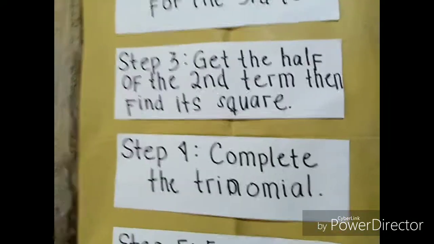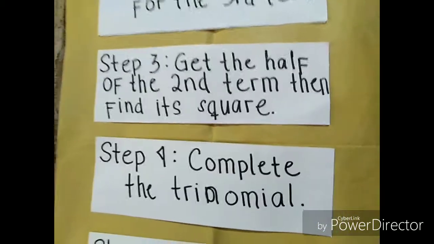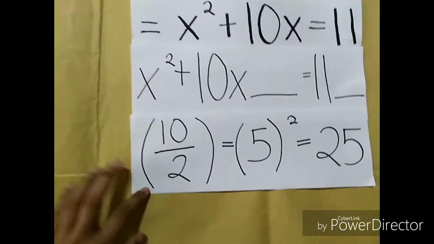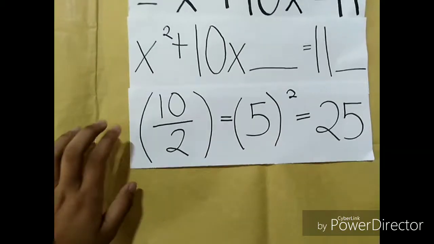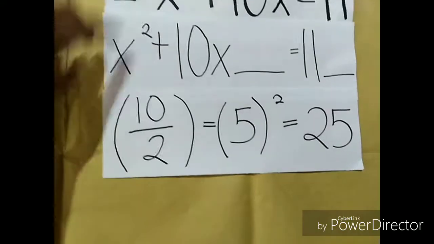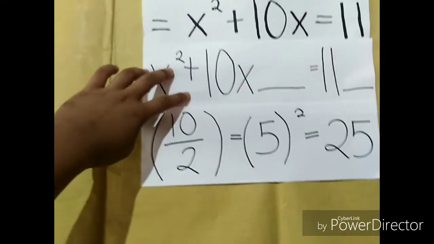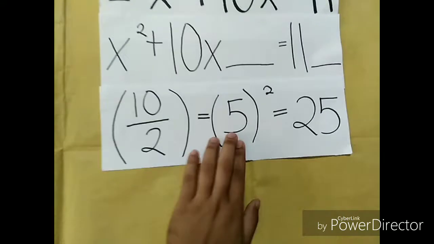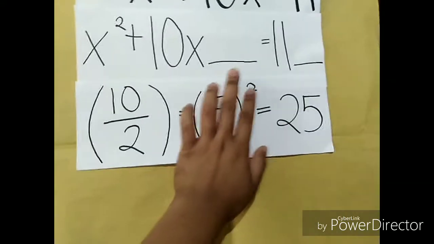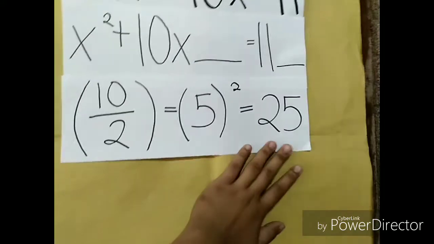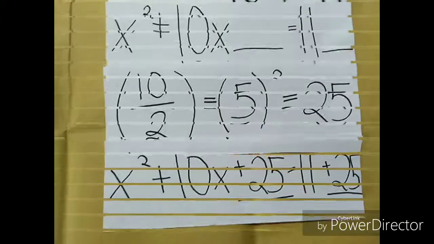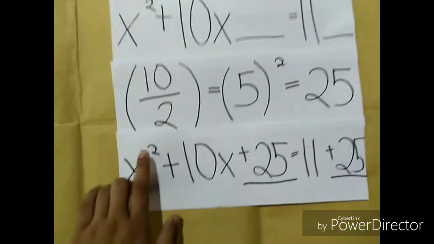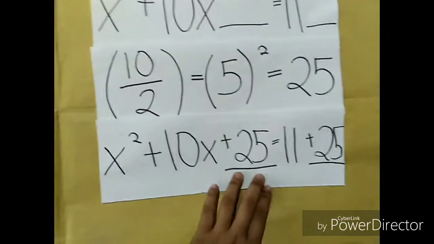Let's proceed to step 3. Get the half of the second term, then find its square. The second term here is 10. So 10 divided by 2 equals 5. Then find its square. 5 squared is equal to 25. So it will become x squared plus 10x plus 25 equals 11 plus 25.